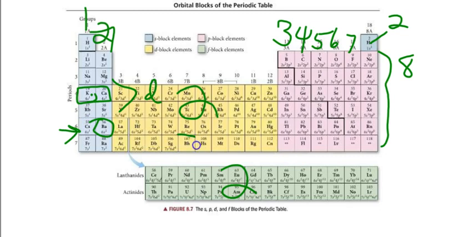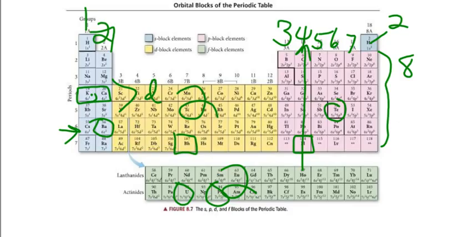How about borium? How many does borium have? 2. How about flavorium? Well, it's in group 14. It has 4. Okay, how about, I don't know, tellurium? It has 6. Okay, so uranium and plutonium all have 2. Here's uranium, here's plutonium. They'll have 2. So look how easy that is. That's pretty easy, isn't it?